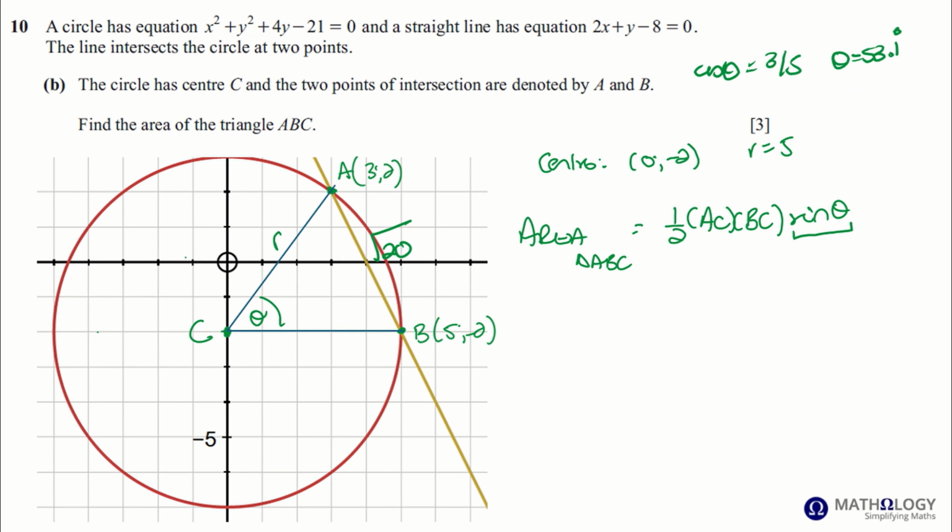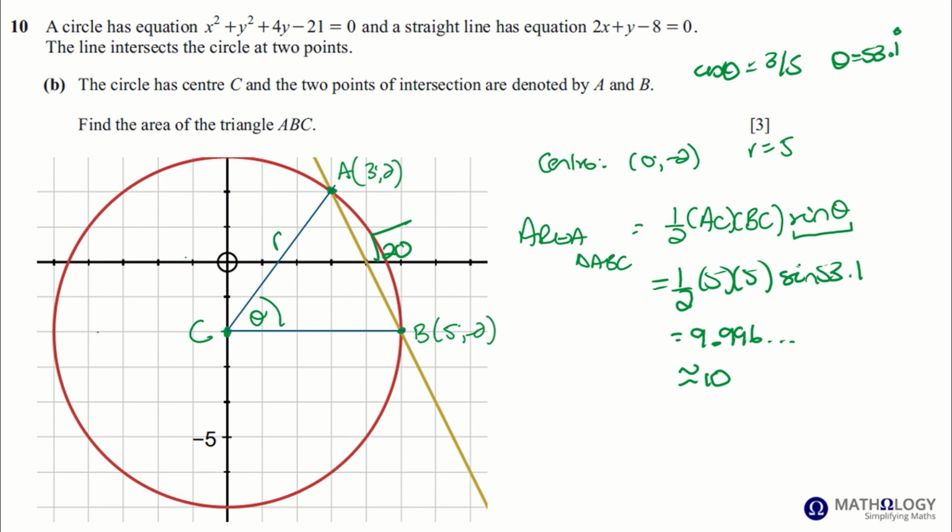Let's use the approximate value of theta, 53.1 degrees. So the area of the triangle will be a half AC, so it's going to be a half times 5 times 5 sine 53.1, and that's 9.996 plus change. That's approximately 10, right? And the reason we don't get exactly 10 is because we used an approximate value of theta. If we used all the decimal places of theta, we would have gotten exactly 10 for triangle ABC.